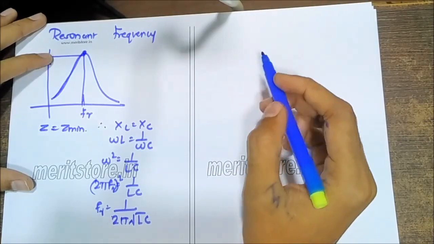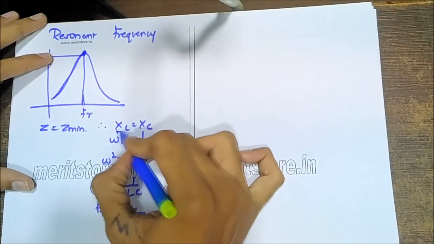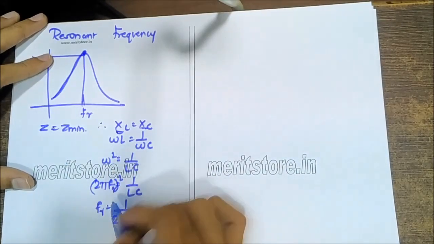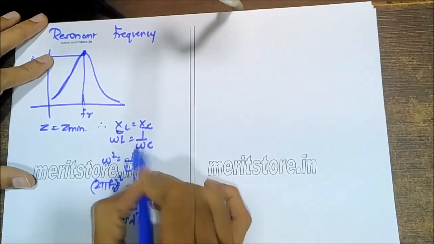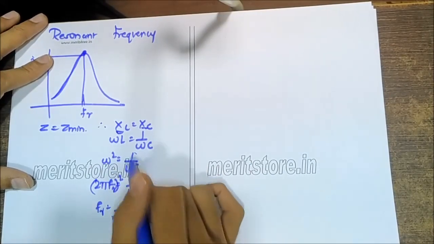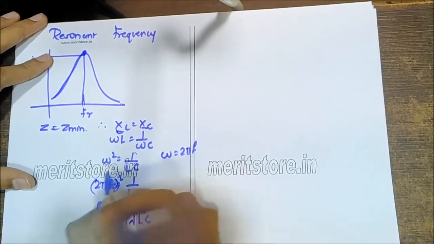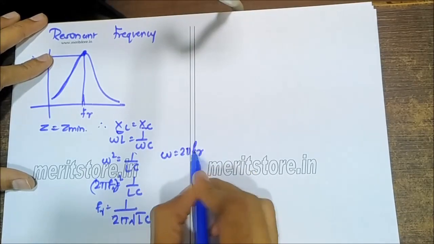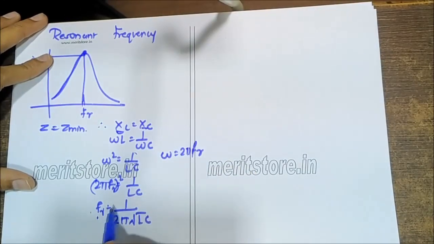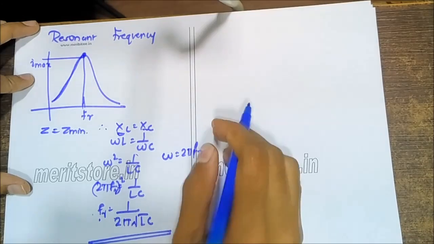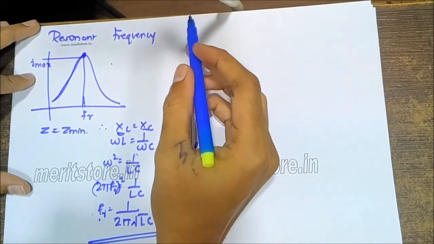The condition is that the inductive reactance and the capacitive reactance become equal, that is, omega L equals 1 upon omega C. If we solve this, it becomes omega squared equals 1 upon LC. Omega has a value of 2 pi f, so the resonance frequency is Fr equals 1 upon 2 pi root of LC. So this is the equation for finding the resonant frequency, and this curve is called the series resonance curve.